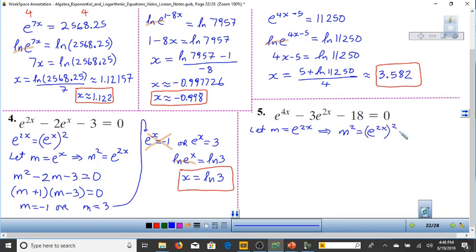Which means I can then write this as m squared minus 3m minus 18. And then I can solve this as I did before by factoring. I need two numbers that multiply to be -18 and add up to be -3. Those numbers would be +3 and -6. So that would mean m is equal to -3 or m is equal to +6.